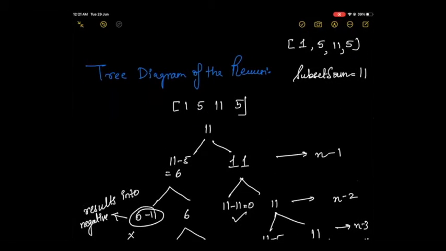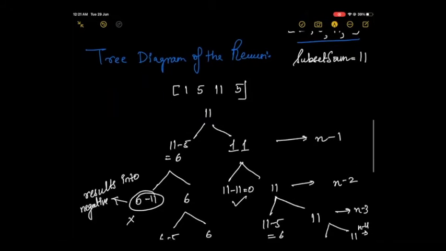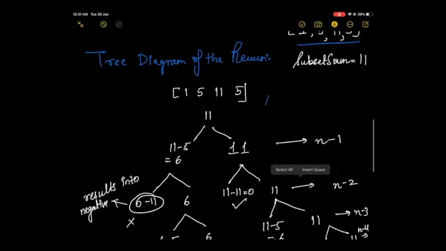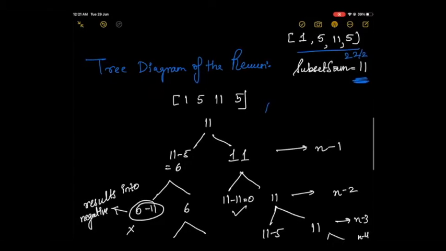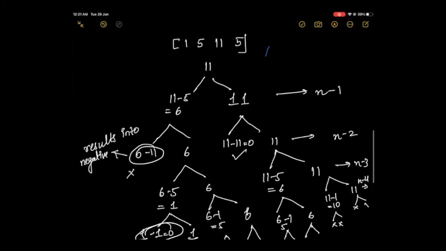Since these are the elements that have been given to us and the total sum was 22, we need to divide it into two halves. So we'll be dividing it so that it gives us 11. 11 is the subset sum. Now understanding what we need to do: at every stage, we'll be having two choices, either to consider that element or not to consider that element.